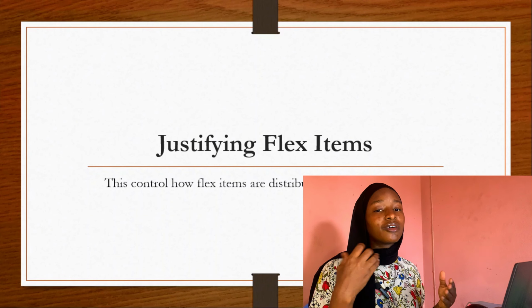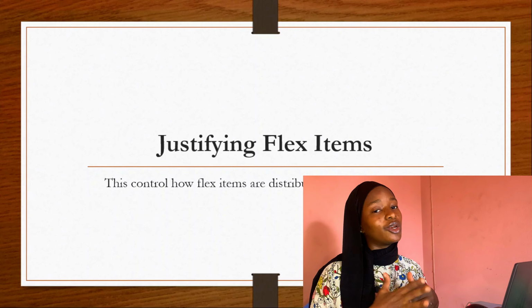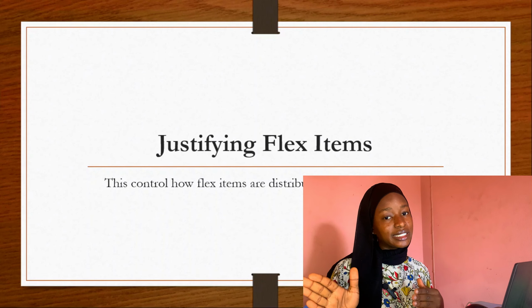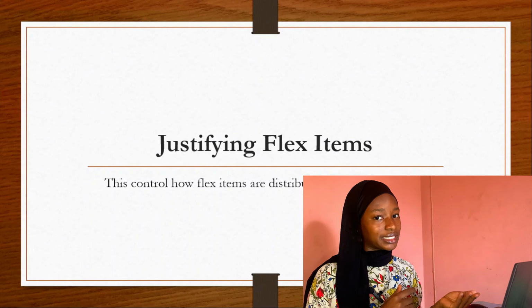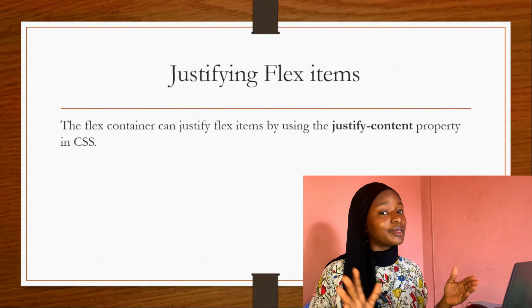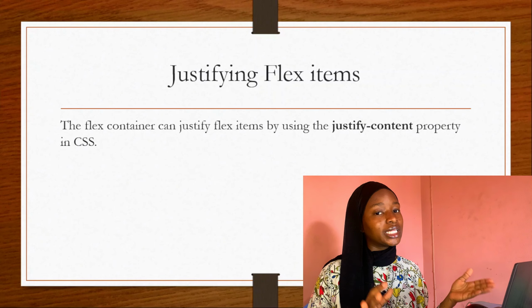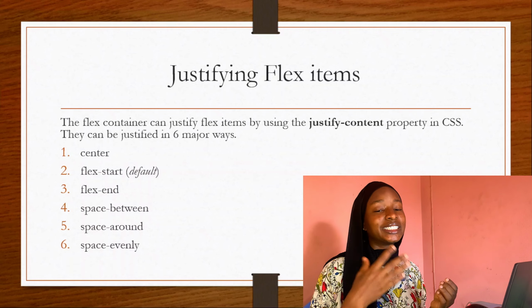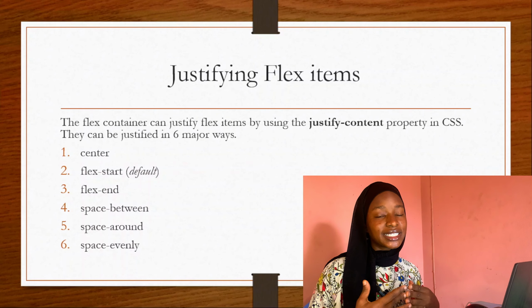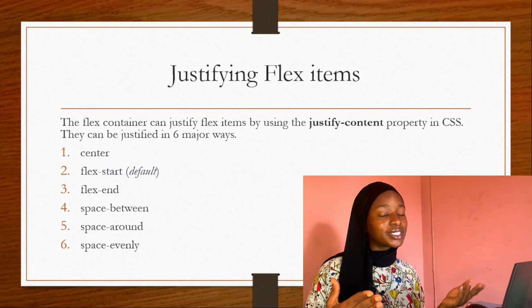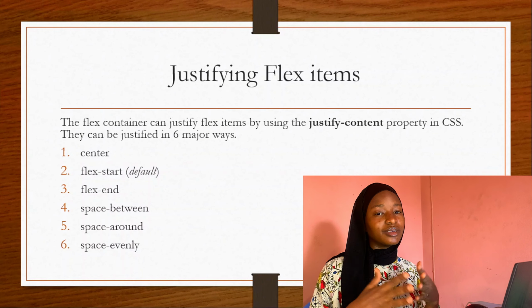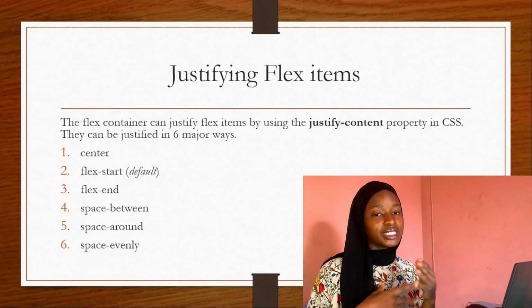So this controls how flex items are distributed along the main axis. Align items works with the cross axis. Now we're going to be working with the main axis. For you to be able to justify flex items, you have to use the justify content property on the container. It takes in 6 values, which are center, flex start, flex end, space between, space around, and space evenly. If you notice, they all have almost the same values, just interchanged.